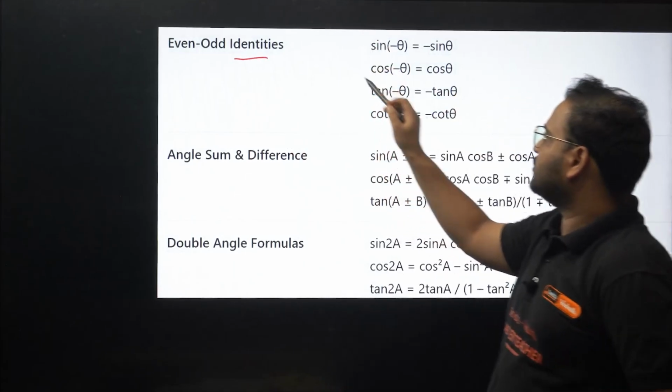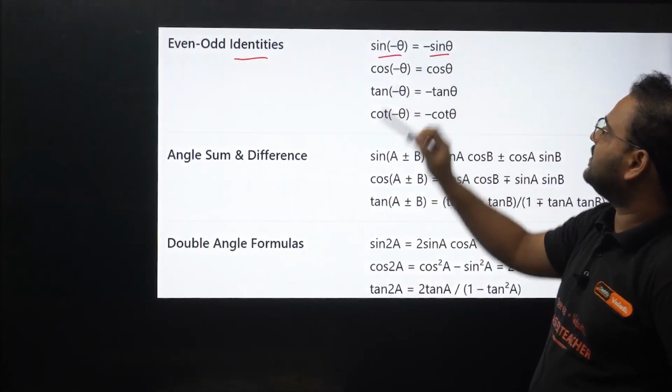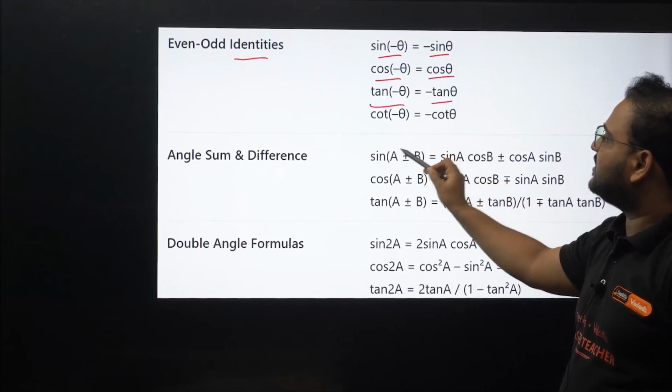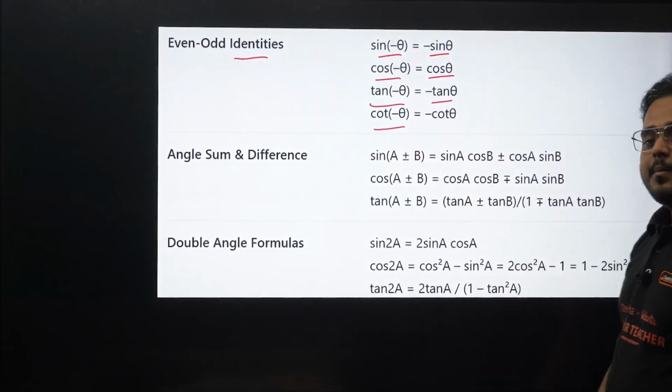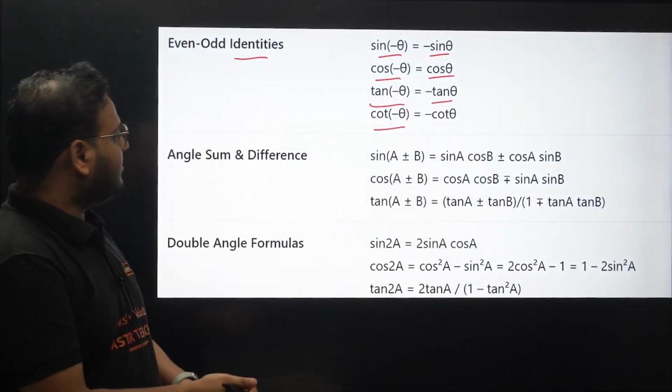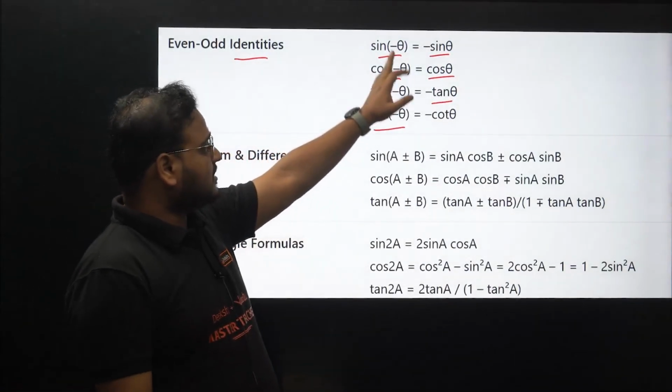For even and odd functions, sine of minus theta is simply minus sine theta, cos of minus theta is cos theta, tan of minus theta is minus tan theta, and cot of minus theta is minus cot theta. So among even and odd functions, cos is the even function, and the rest are all negative.